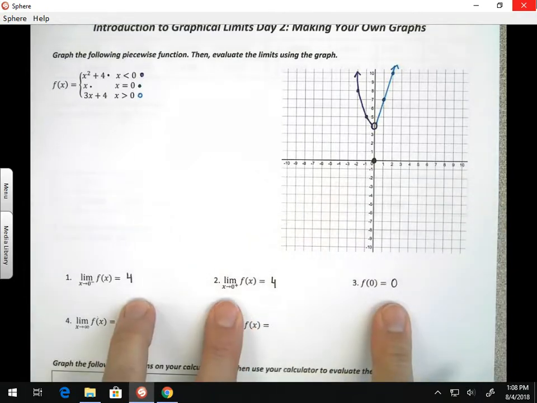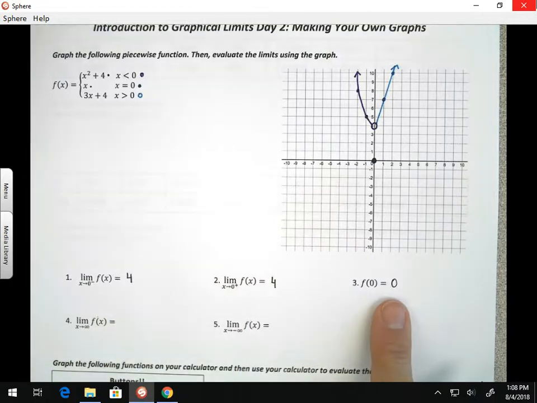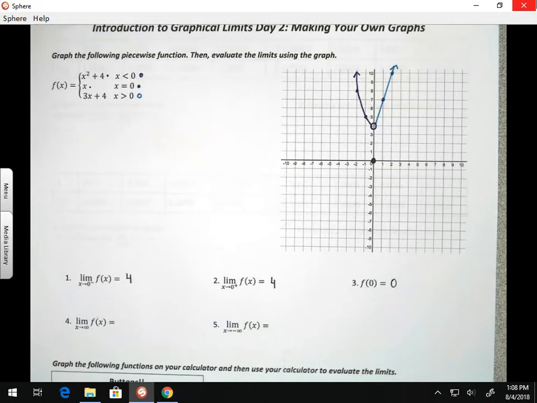We have a two-sided limit that's equal to 4. The function value itself is 0, but we know the function value does not have to be the same as the value of the limit.